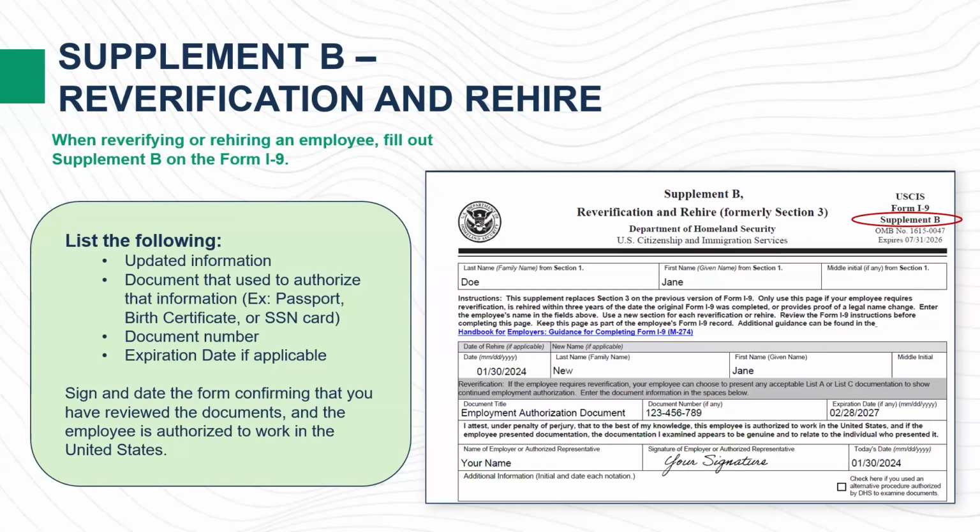You will pull their current I-9 and you will complete this back page, Supplement B, with the new documentation they give and the expiration date of the new work authorization. So in this example, it looks like Jane Doe needed re-verification, or has been rehired. So she's been rehired. She has a new last name. So that's there. And then the employment authorization document, the title, and the new expiration date. And then your name, signature, and today's date. Now, notice this little box down here if you use that alternative procedure again.